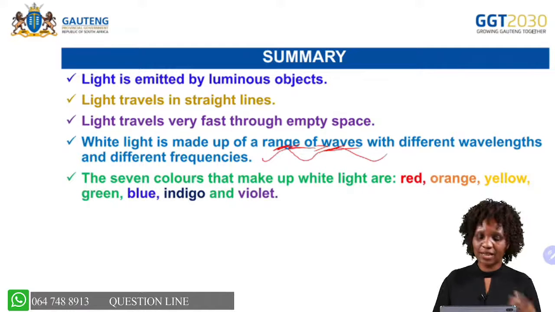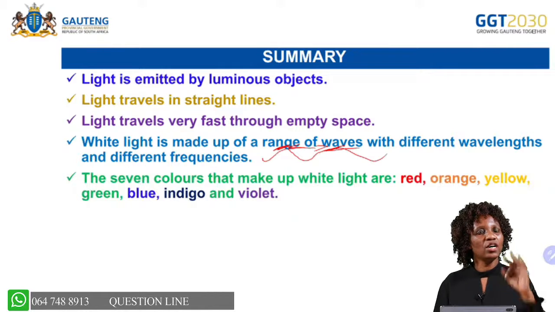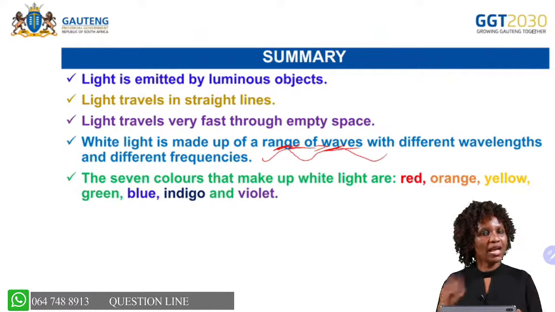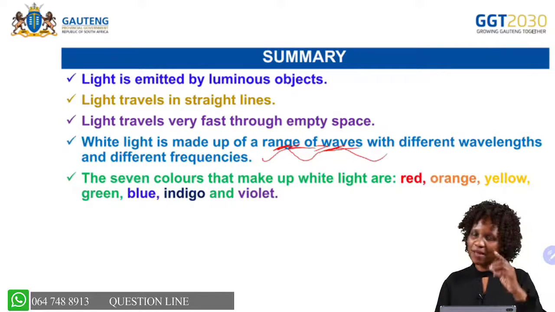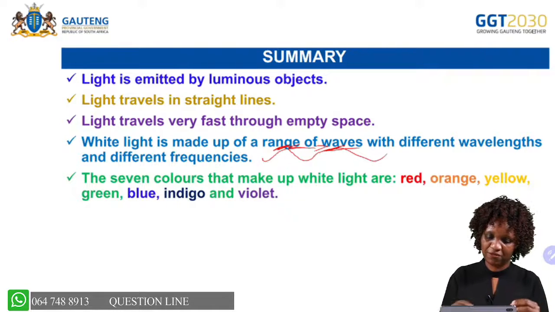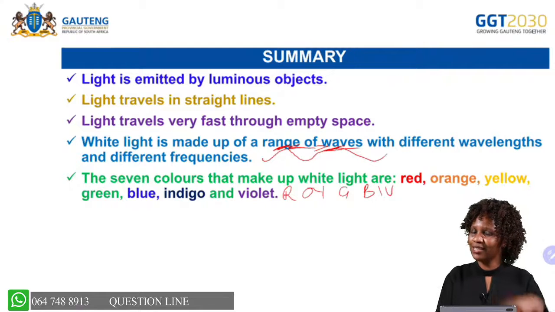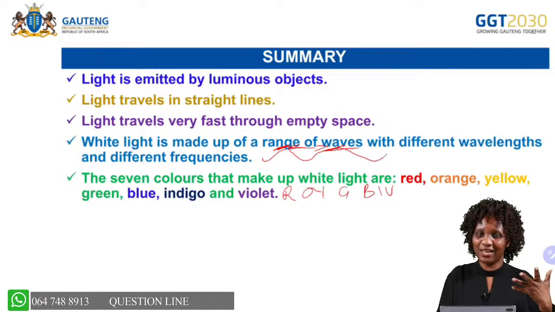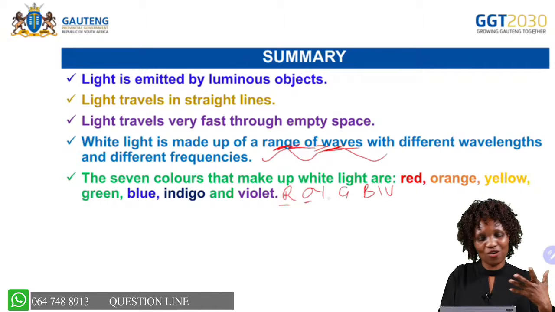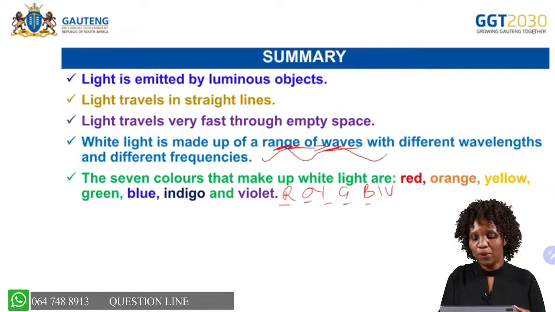The 7 colors that make up white light are red, orange, yellow, green, blue, indigo, and violet. Remember, we talked about ROY G. BIV. ROY G. BIV will make you remember these colors. It's easy to memorize it that way. R stands for red, then orange, yellow, green, blue, indigo, and violet, grade 8.